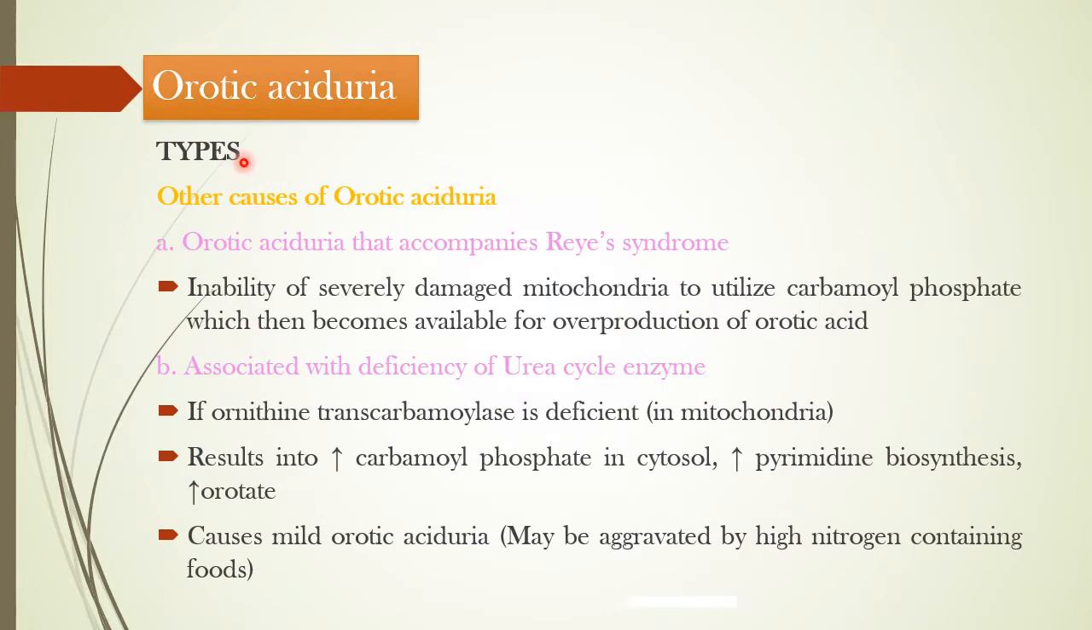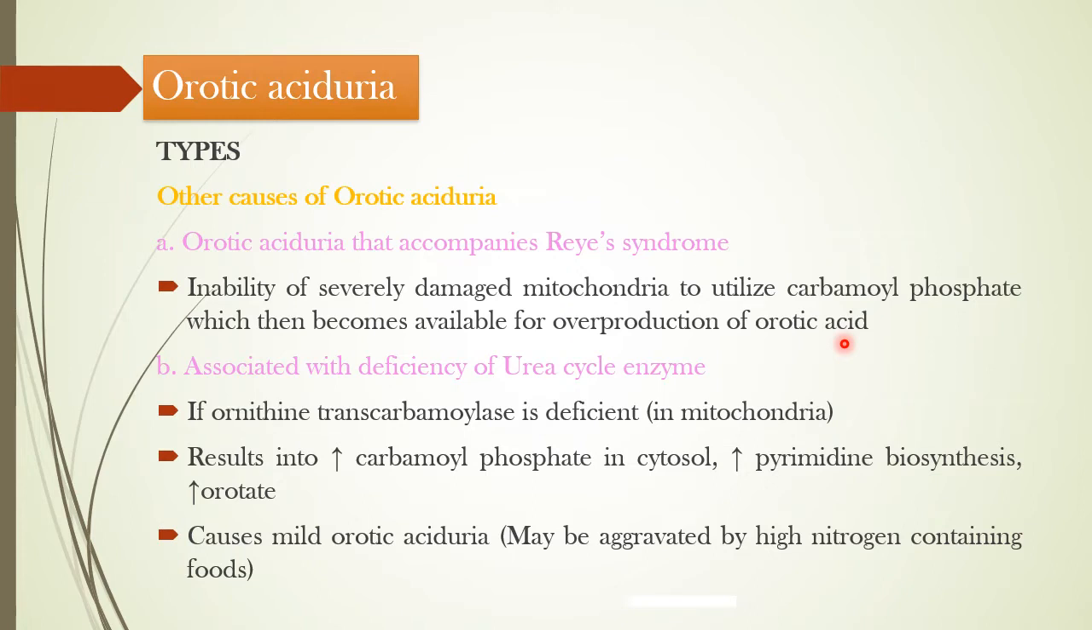Minor types of orotic aciduria. The very first one is orotic aciduria that is associated with Reye syndrome. In Reye syndrome, mitochondria become damaged or defective, and as a result mitochondria are unable to use carbamoyl phosphate. And thus, this carbamoyl phosphate cannot enter the urea cycle, but it is available to be converted into orotic acid, causing orotic aciduria.